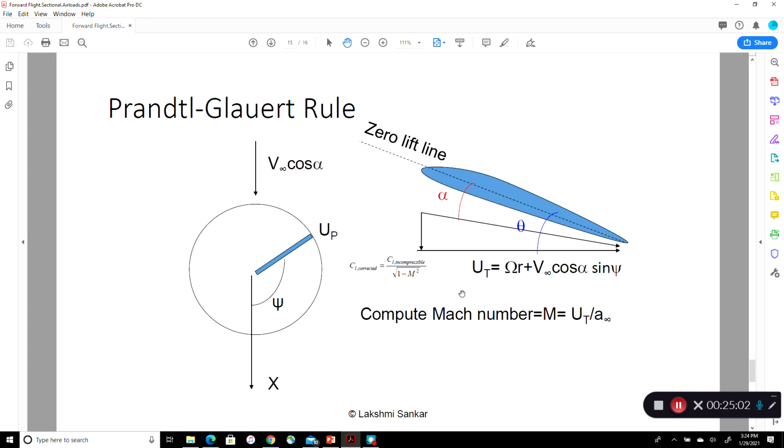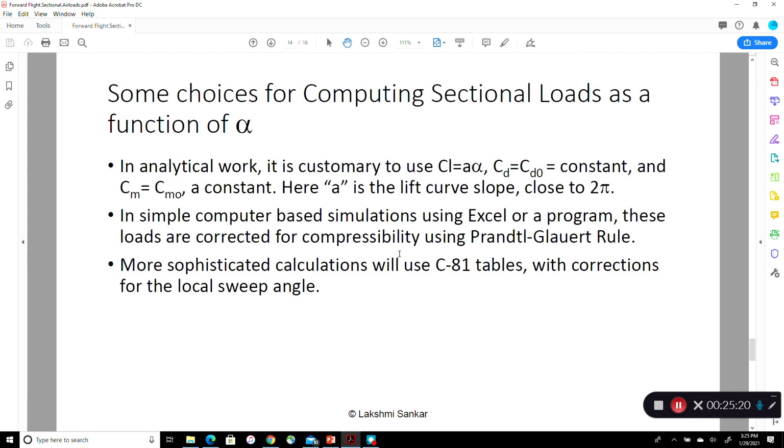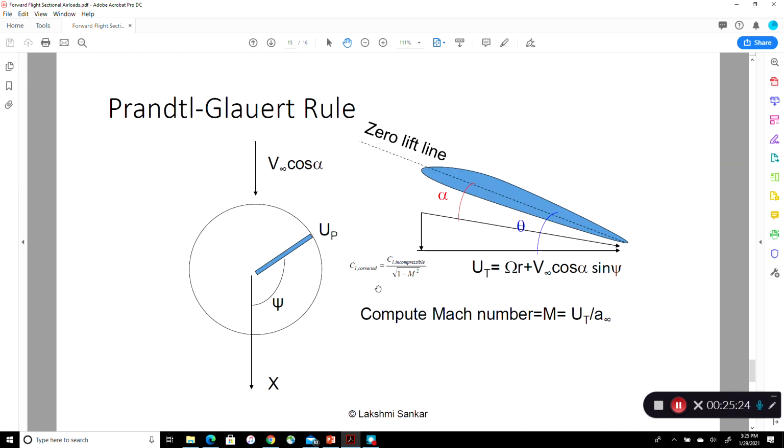One poor man's correction you could do is compute the UT and UP and find the Mach number, either using the total velocity vector or just using UT because UT is much larger than UP. Then once you have the Mach number, you can take the incompressible CL, which you compute here, divided by the local Mach number, to produce a rough correction of the lift coefficient for compressibility effects. That's called the Prandtl-Glauert rule.